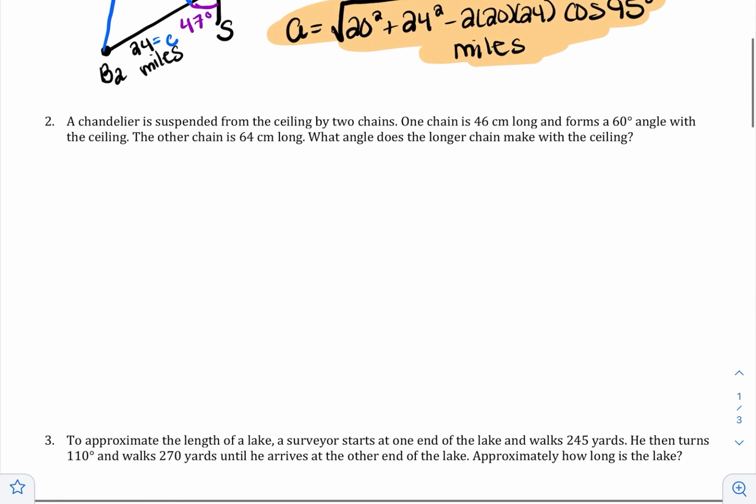A chandelier is suspended from the ceiling by 2 chains. One chain is 46 centimeters long and forms a 60-degree angle with the ceiling. The other chain is 64 centimeters long. Okay, so one is longer than the other.